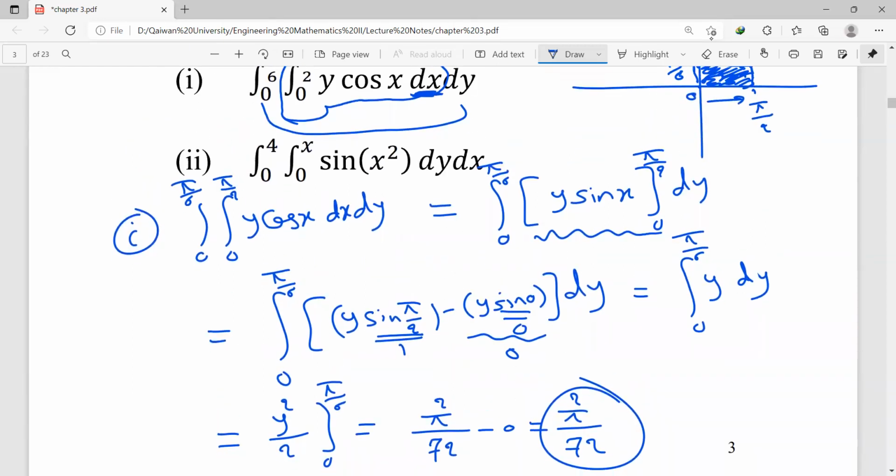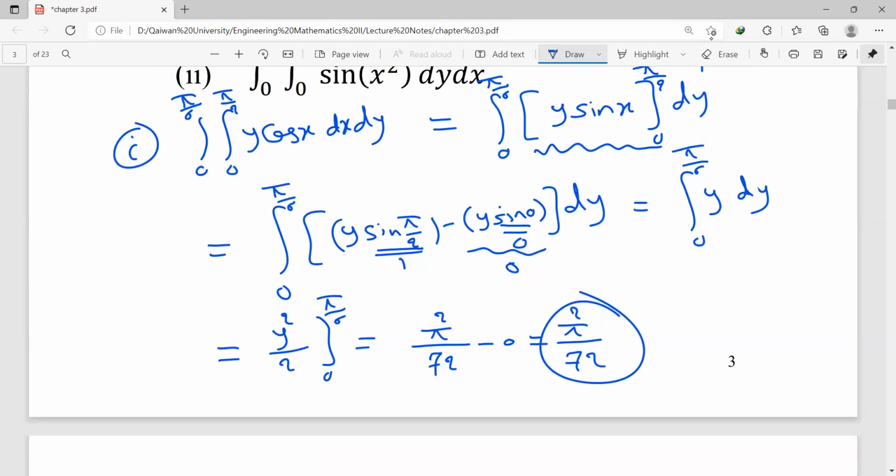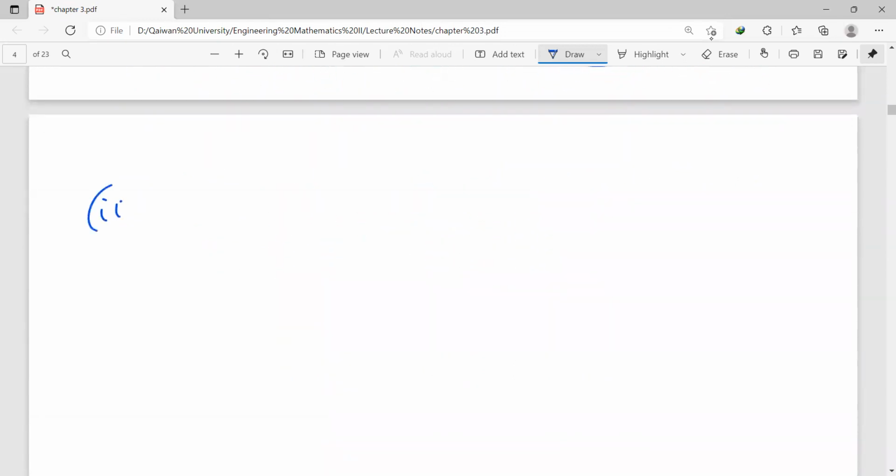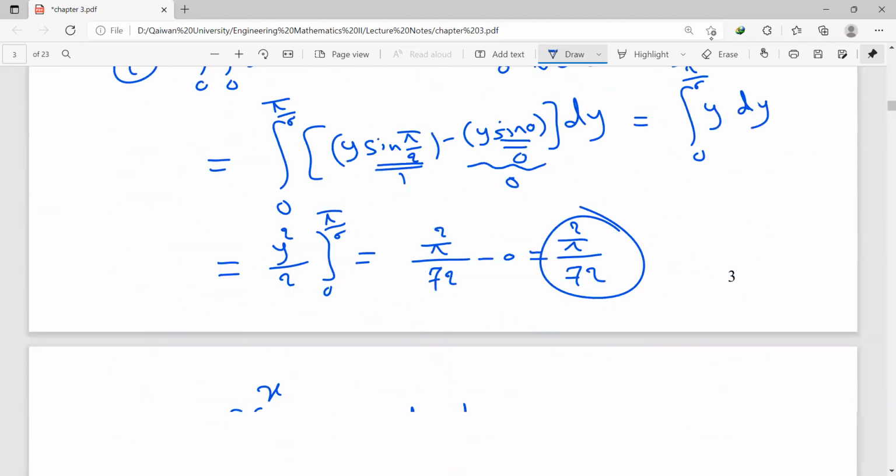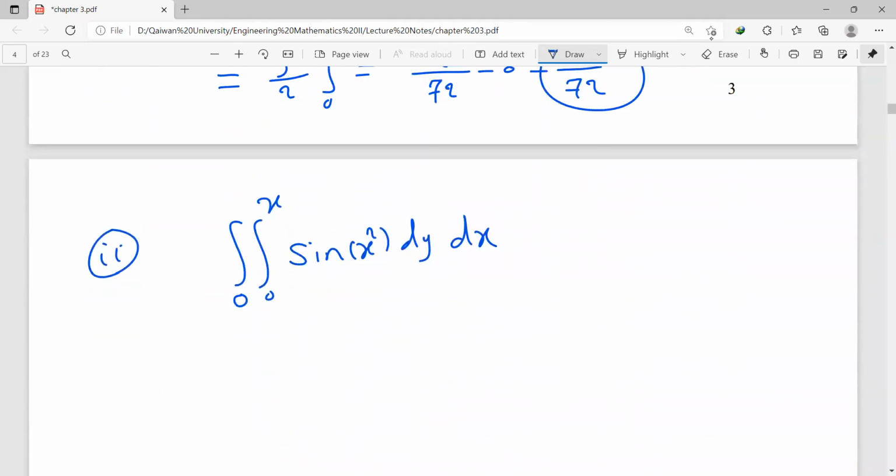The second one we have sine x squared y dx. Sine x squared y dx dy dx. We have the double integration sine x squared dy dx from 0 to x, then from 0 to 4. We have this. So what if it was dx dy?